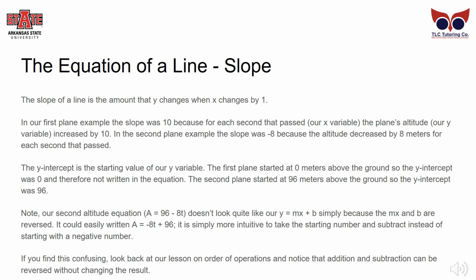Note, our second altitude equation, A = 96 - 8t, doesn't look quite like our y = mx + b, simply because the mx and b are reversed. It could easily be written A = -8t + 96. It is simply more intuitive to take the starting number and subtract instead of starting with a negative number. If you find this confusing, look back at our lesson on order of operations and notice that addition and subtraction can be reversed without changing the result.